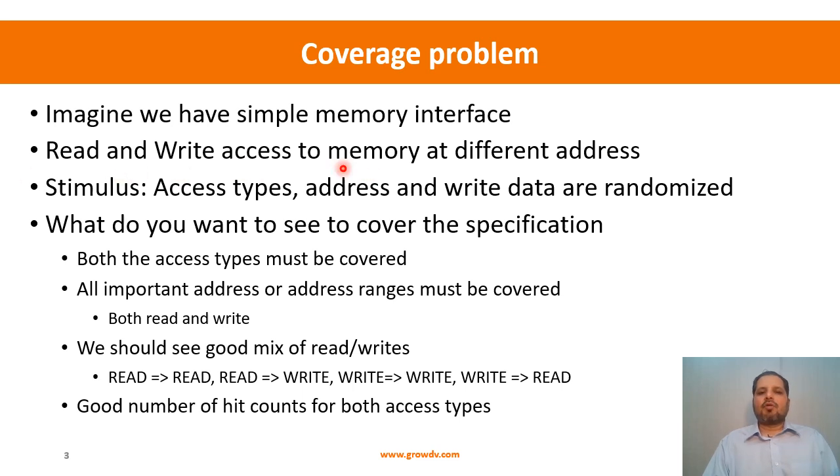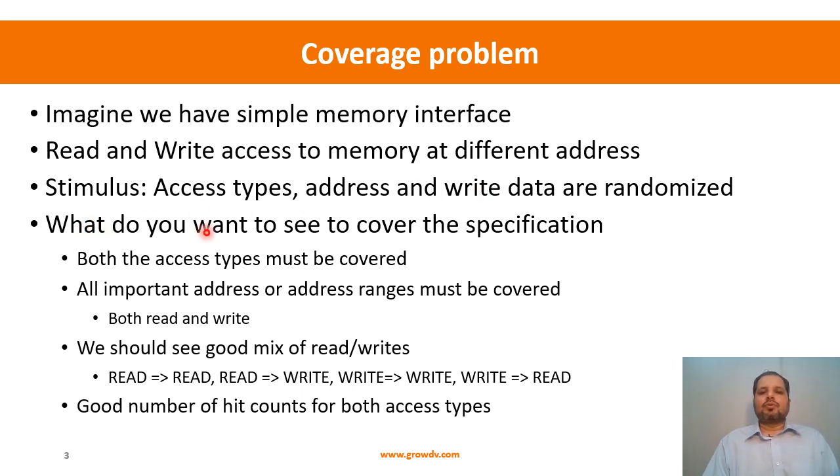To a memory, we can do a read or write access at different addresses, right? That's a simple thing we can do. I am considering very few parameters over here. Of course, we can expand the scope to many more things. Just to make the point, I'm considering few variables. For this type of memory, what would be the key stimulus? We would be generating the access types and address. Of course, we will be randomizing the data as well in the case of write.